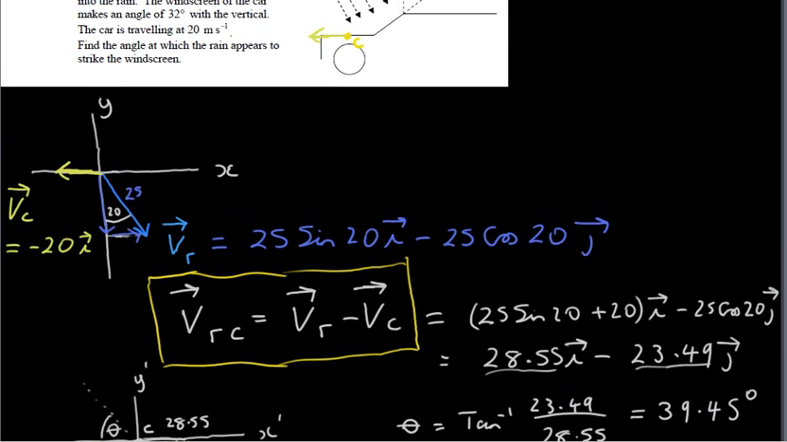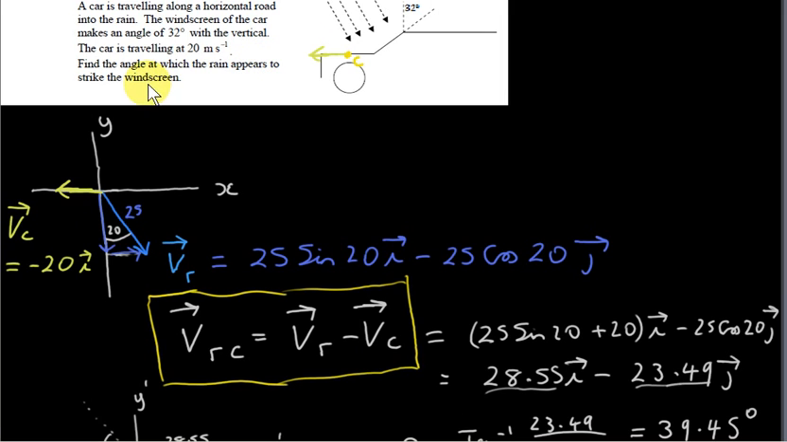Now we are interested in the angle at which the rain appears to strike the windscreen. So let's just look at the diagram. We've shown now that a drop of rain from the point of view of a moving point on, say, the bonnet of the car makes an angle of 39.45 degrees. So we want the angle of this trajectory of the raindrop with the windscreen. The angle between this trajectory and the windscreen. So let's just draw in the windscreen. Let's just draw it in here. I'll do the trajectory of the raindrop in blue.